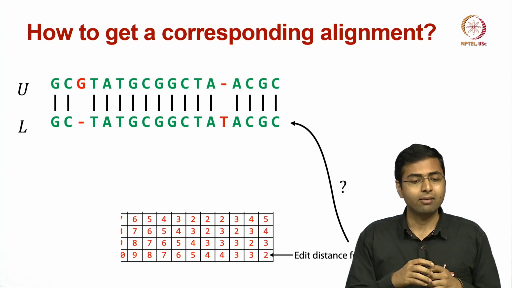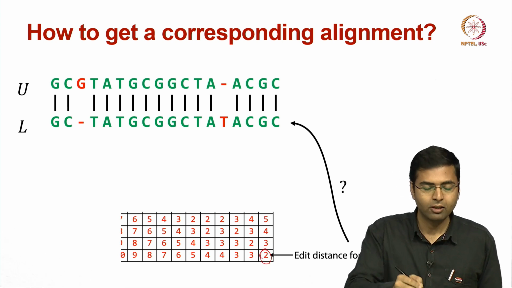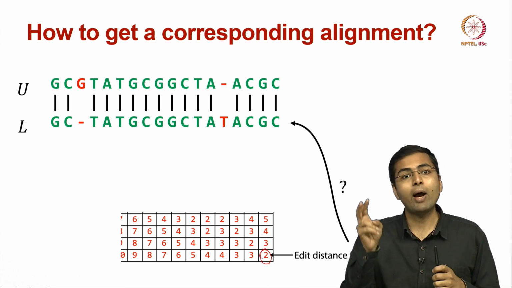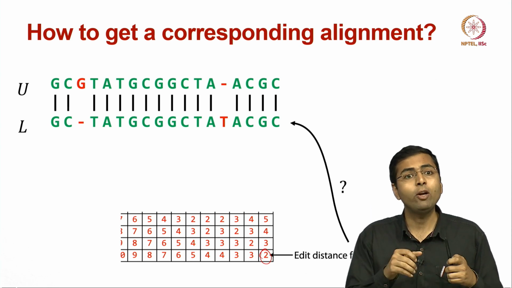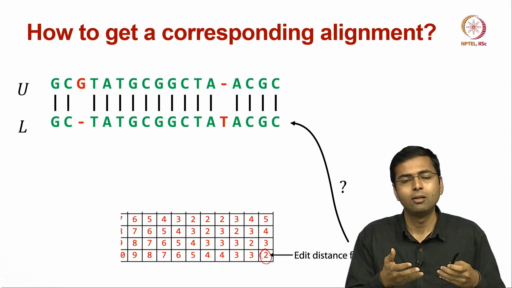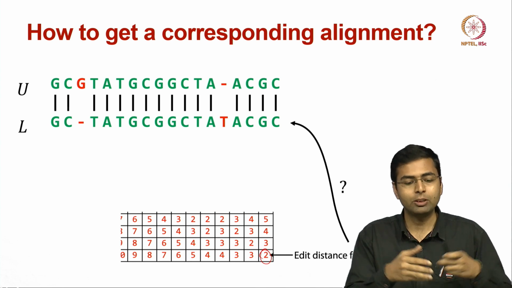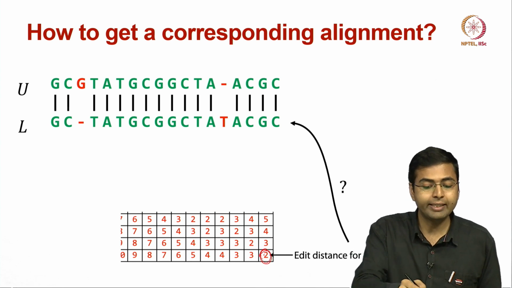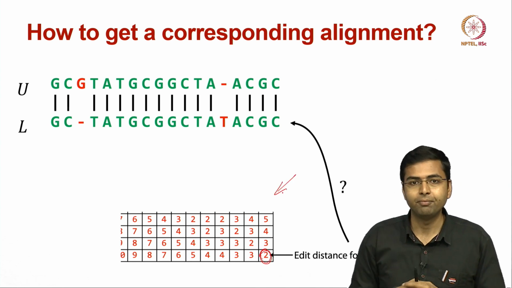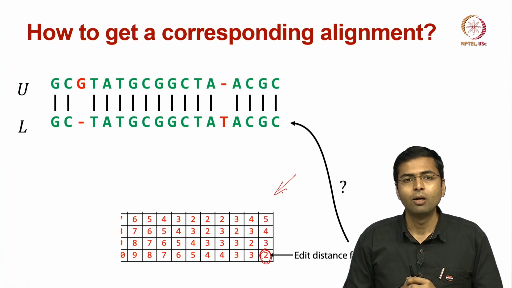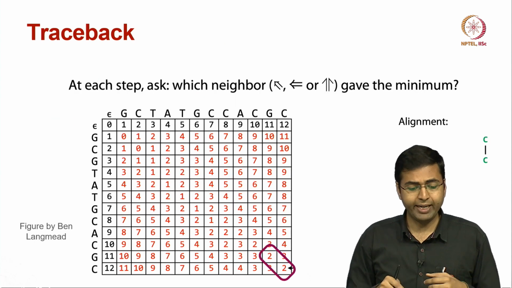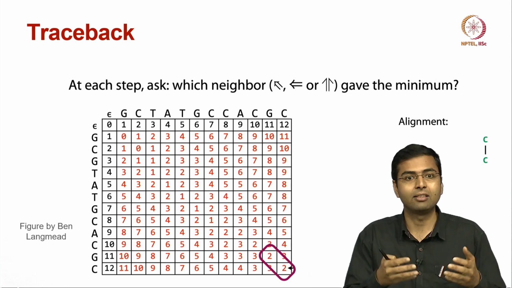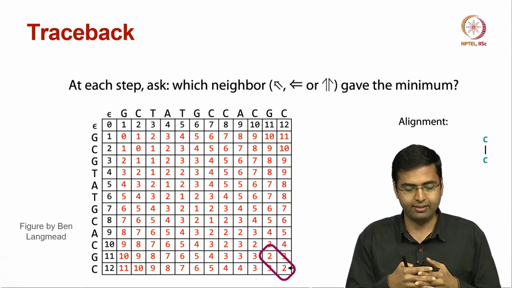Now, we know that if the edit distance is 2, the corresponding alignment will require 2 edit operations. But how do we compute that alignment? How do we compute the alignment corresponding to edit distance 2 using the table that we have just computed? Well, that we can do using a traceback operation. So, what we can do is trace back our decisions when we were solving the edit distance.